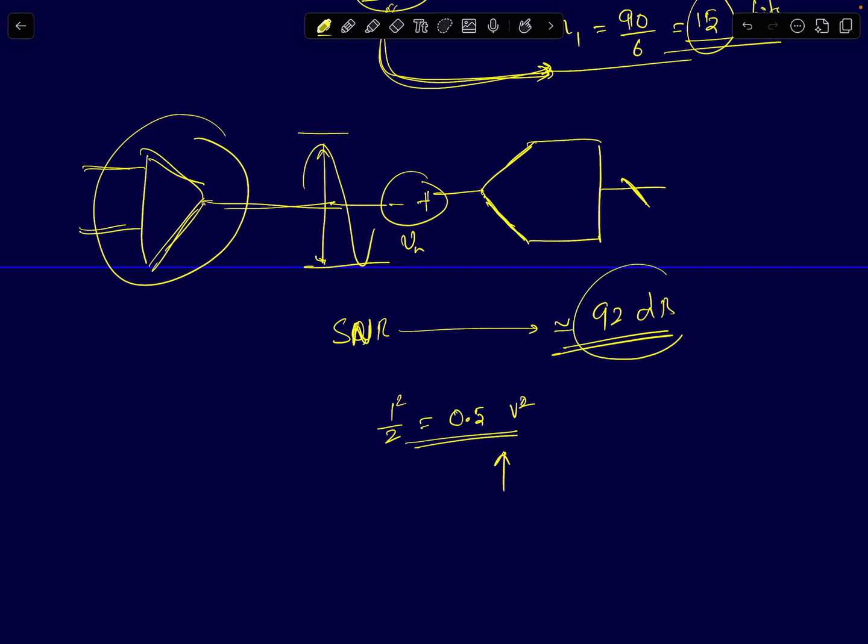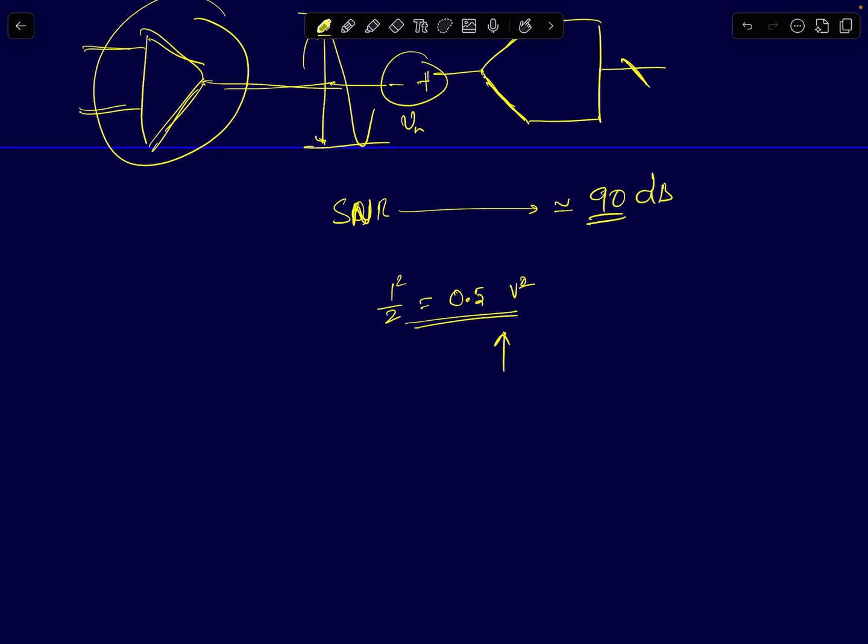The power of your noise should be, 92 looks like a difficult number, so let me take it as 90 for ease of calculations. If the noise power has to be 90 dB lower, then it should be 0.5 divided by 10 power 9. This would be your Vn square, or the power of the noise, which should be 0.5 by 10 power 9 volt square, or 5 into 10 power minus 10 volt square. This should be your noise power.